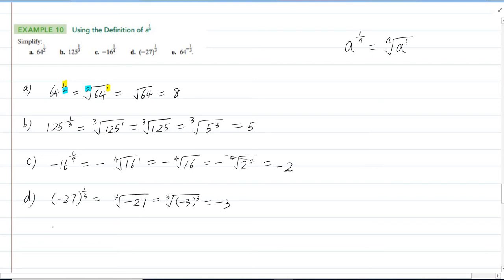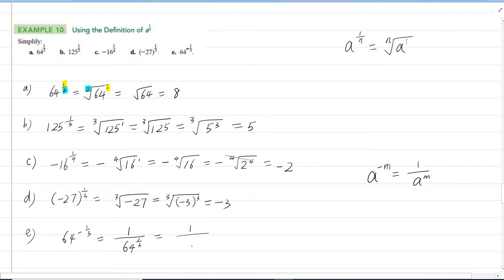And then the last one, E, we're going to have 64 to the negative 1/3 power. So now we're going to think of negative 1. What we're going to do is rewrite this as 1 over 64 to the 1/3 power. Okay, so if you forgot, a to the negative nth power, let's use m instead, negative mth power is the same thing as 1 over a to the mth power. So once we have this, now it's easy for us.